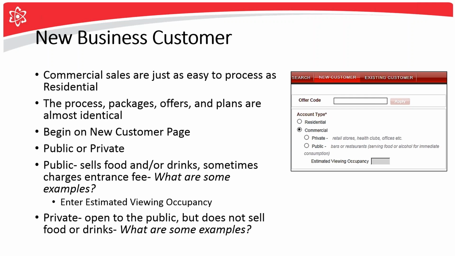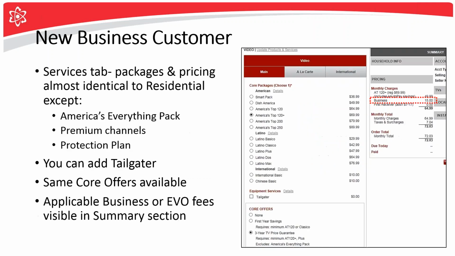Now the business owner is expected to know this information. The retailer does not need to know this information for the business owner. The rest of the process is going to be very similar. You're going to have the same tabs available in Axiom as you go through building your order. You'll have your video tab, your TV tab, your services tab, your checkout tab, all the same tabs.